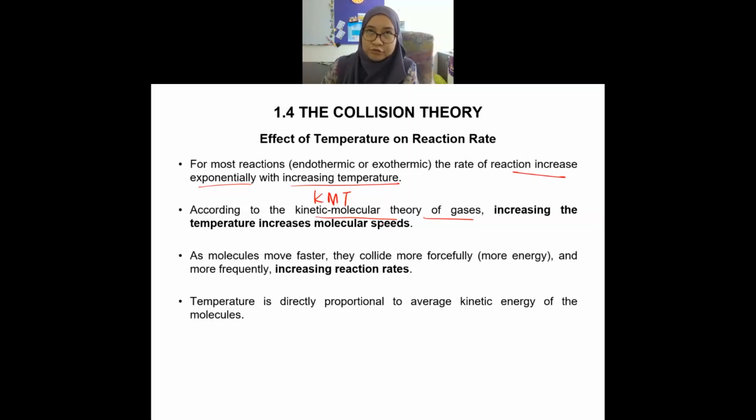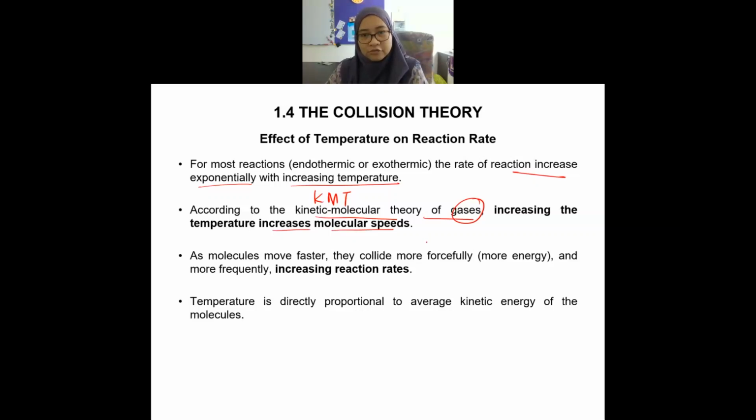Okay, kita assume dia tidak ada volume, remember, because they are far apart with one another and they don't have interparticle attraction, remember? Those are the KMT lah, the content of KMT. So according to the KMT theory of gases, increasing the temperature increases the molecular speed.